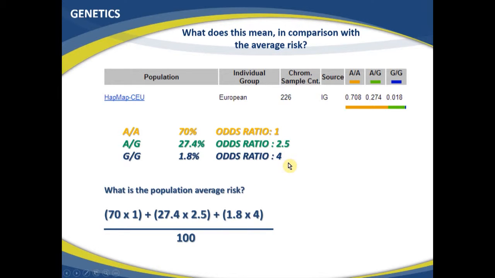Then we can calculate what is the average genetic risk in Europe, because in the general population, usually when you analyze many genes, most of the people have some genetic variations. So if you do the calculation, this is how you do it: 70 times odds ratio of 1, 27 times odds ratio of 2.5, and 1.8 times 4, divided by 100, is an average odds ratio of 1.45. So based on this gene, the average risk that the general population has is 1.45. Some will be a higher risk, some will be a lower risk, but the average is 1.45.